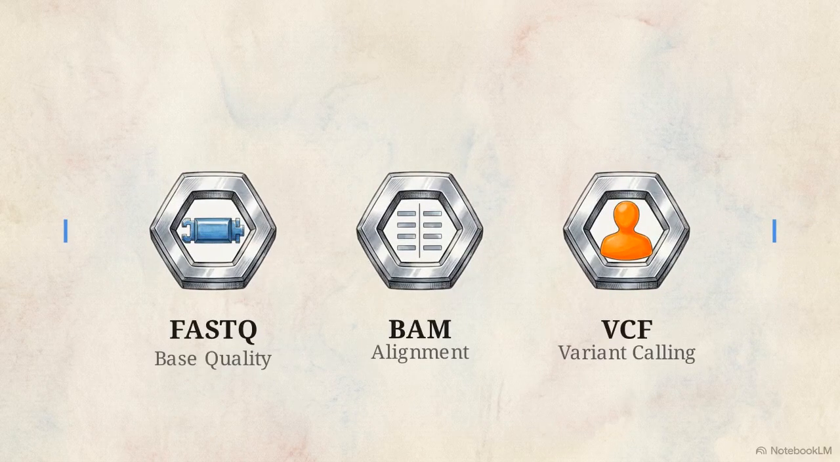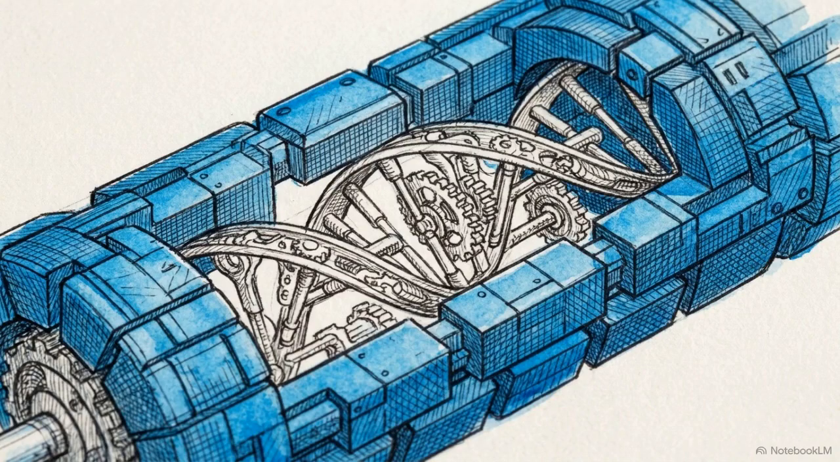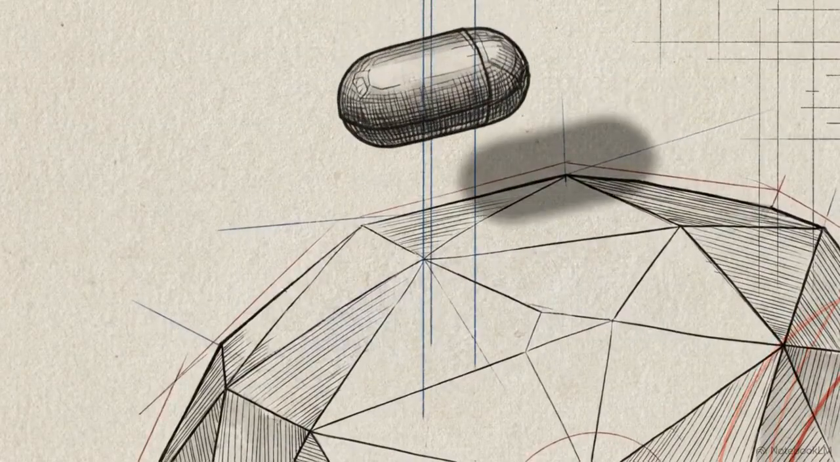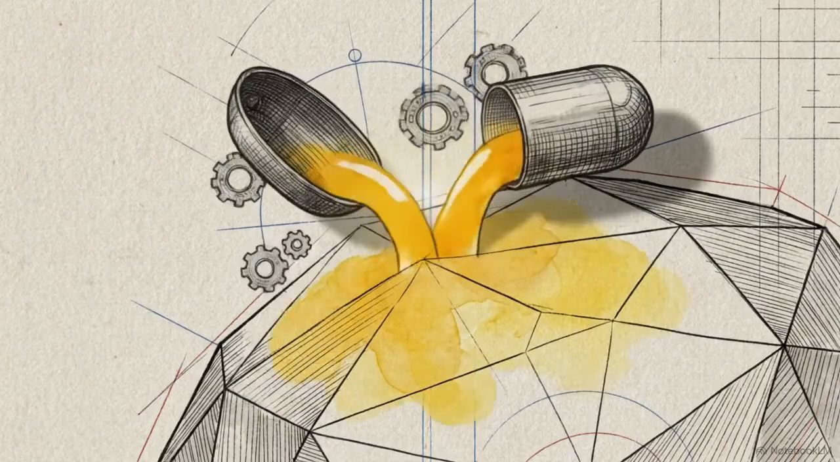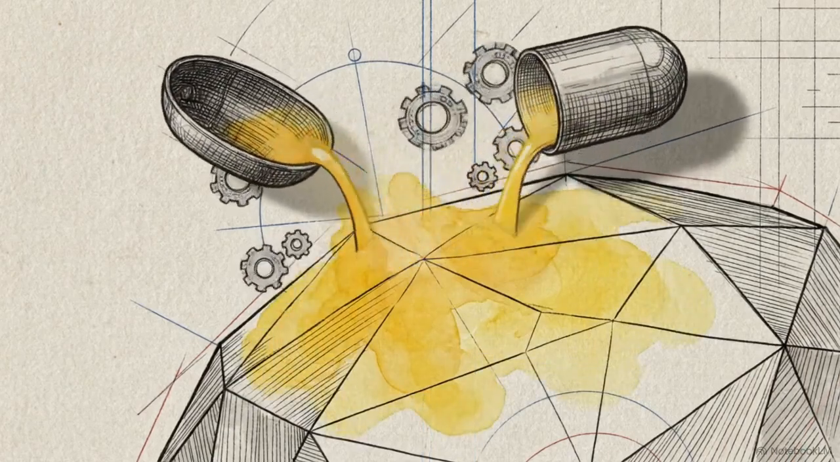Clinical NGS data analysis functions as a chain of structural validation. By understanding how each layer of data protects the next, analysts ensure that the final pathogenic diagnosis driving a patient's targeted therapy is always a rigorous, evidence-based conclusion.